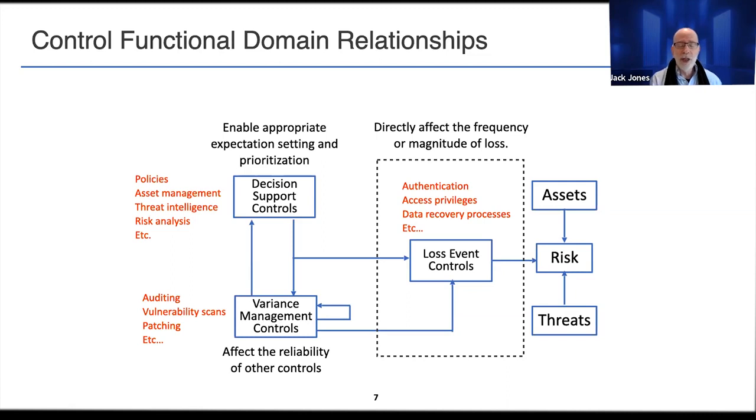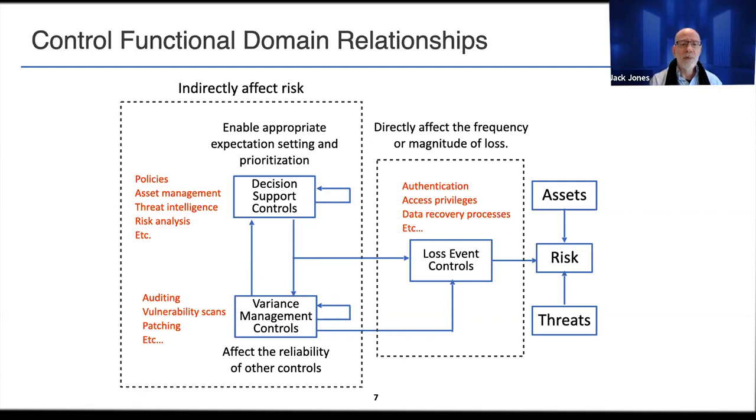And then we have variance management controls on variance management controls, right? We would audit our vulnerability scanning and the patching practices and those sorts of things. And likewise, we make decisions that affect other decision support controls. So you begin to see some of the inner workings here of these functional domains and how complex it is.